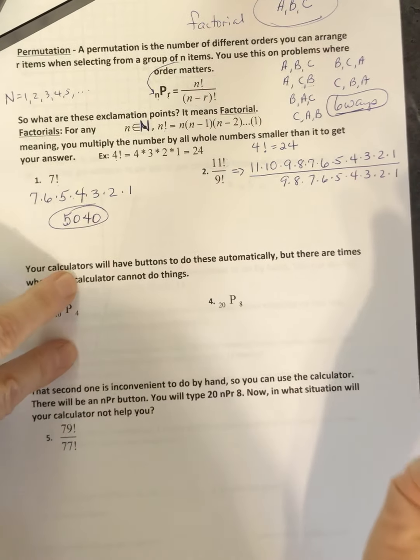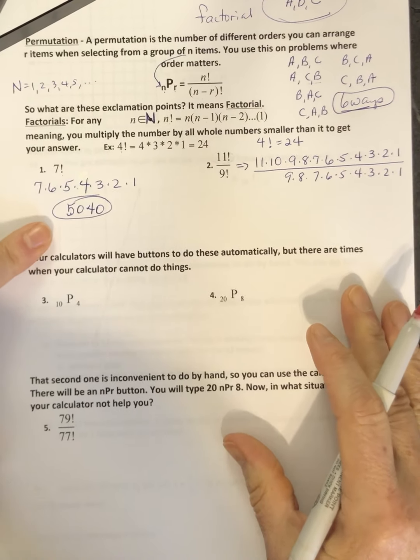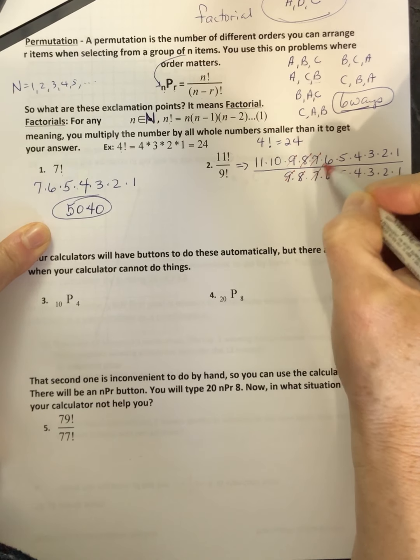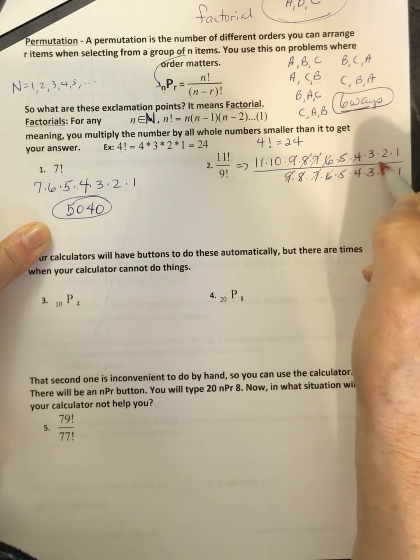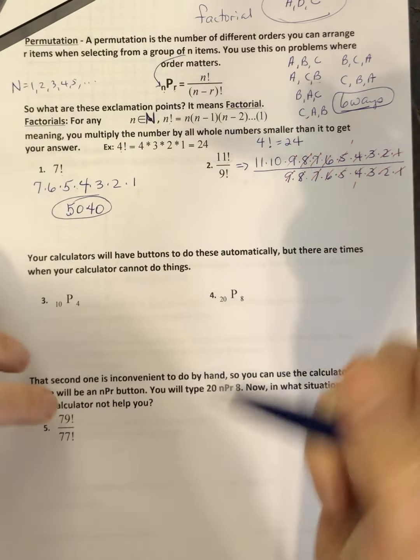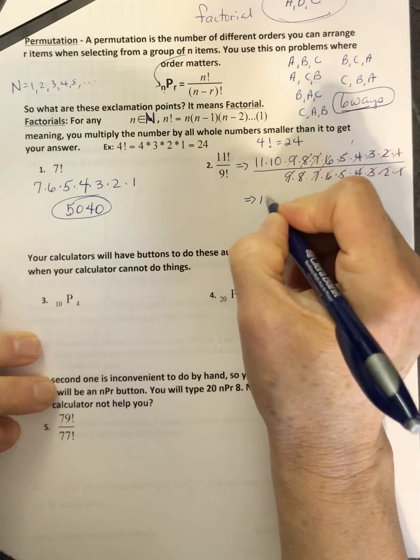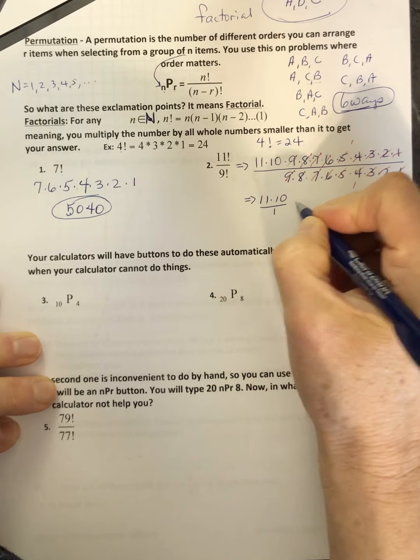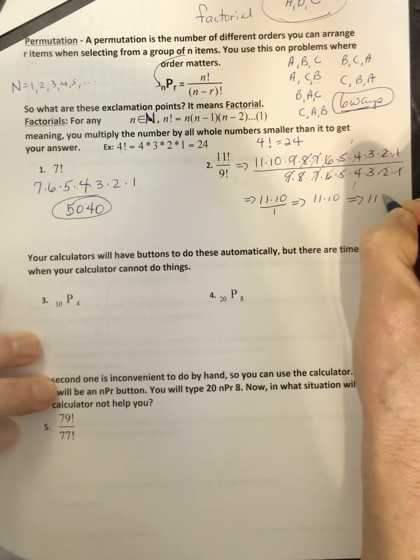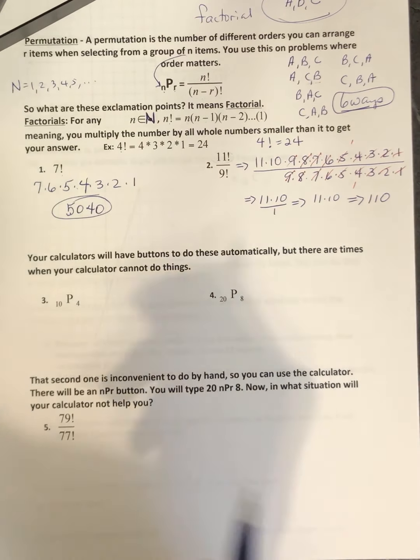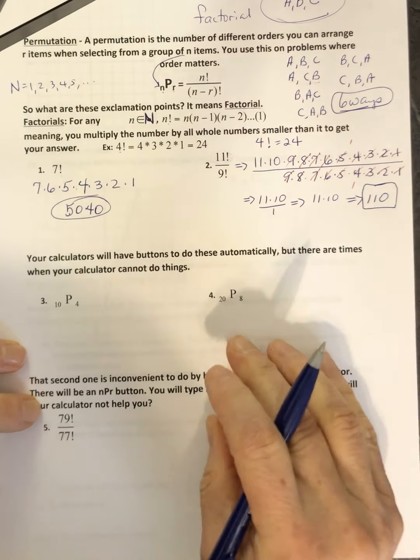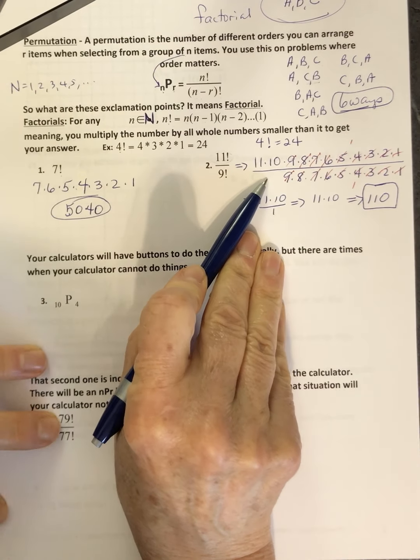Everything's multiplied in the numerator, everything's divided in the denominator. What I want you to notice is each one of those factors is going to divide out to a factor of 1, which is going to leave you with 11 times 10 over 1, which is just 11 times 10, which is just 110. So this is the answer to that. This is how you work it out by hand.